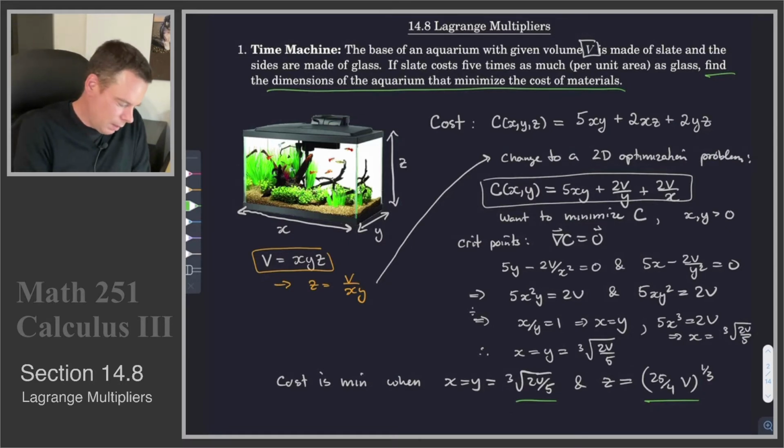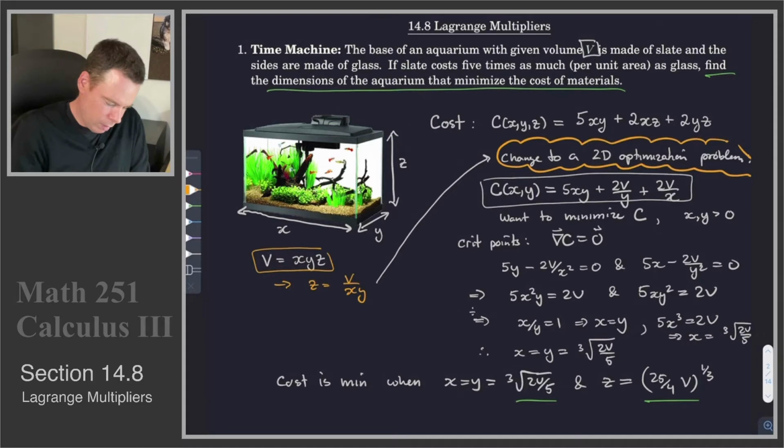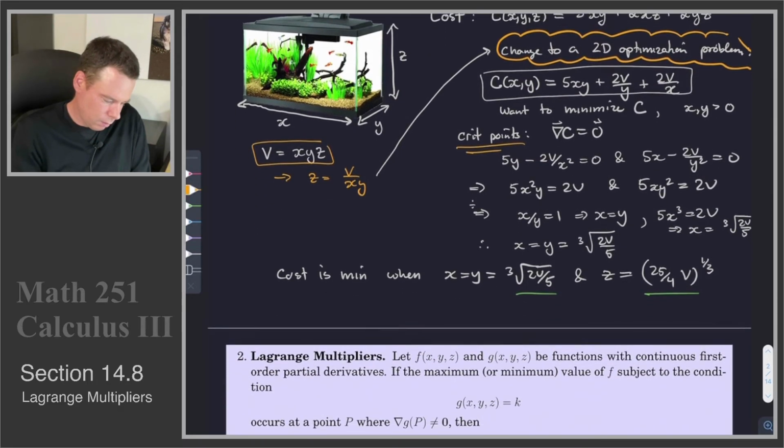So again, the key idea here was we converted this to a 2D optimization problem and used this idea of critical points. Now, what we're going to do is we're going to look at how we can solve this problem in a different way using this idea called the method of Lagrange multipliers. So here's the setup.